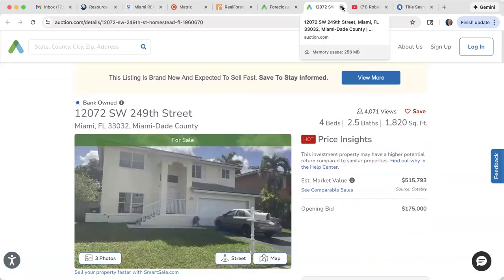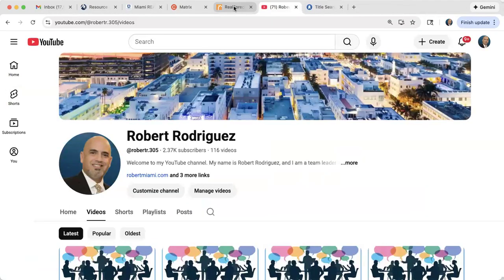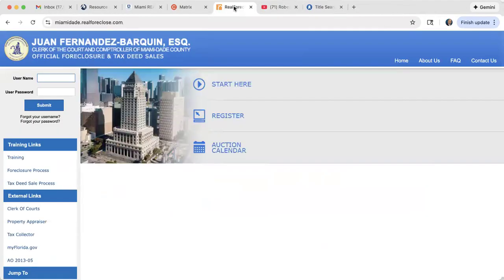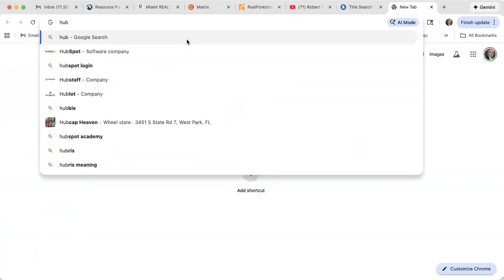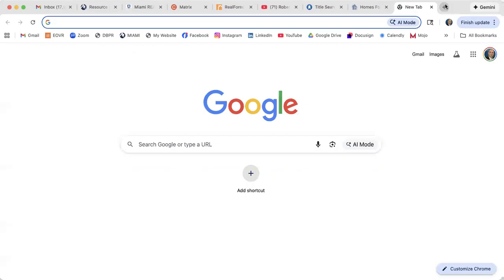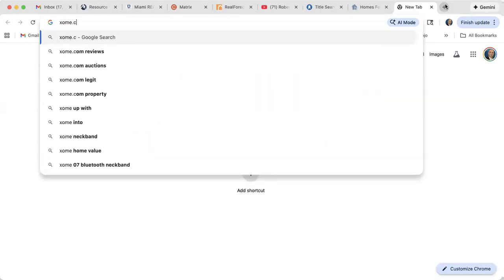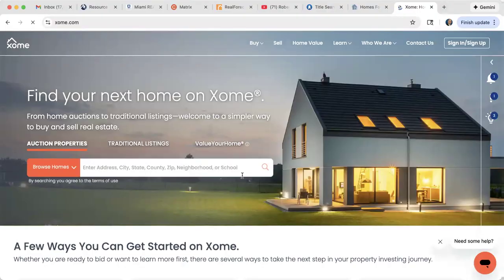Go ahead and register. You can find out more about auction.com, and then also there are other websites. There's websites like Hubzu, HUBZU.com. Right? This is another one. There's XOME.com. That's another one. These are all auction websites.